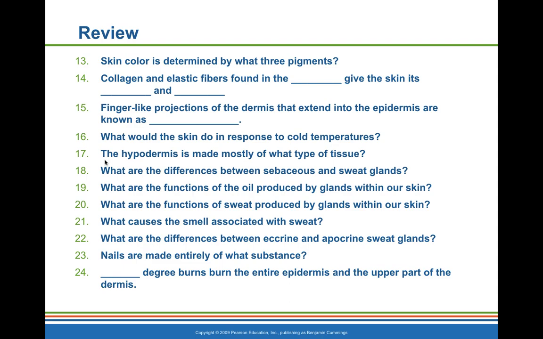Number 17, the hypodermis is made mostly of adipose tissue, which is fat. Number 18, what are the differences between sebaceous and sweat glands? Sebaceous glands produce oil. They're connected to hair follicles and they secrete oil into the hair follicle, which runs up the hair and eventually coats the hair in oil. Our sweat glands produce sweat.